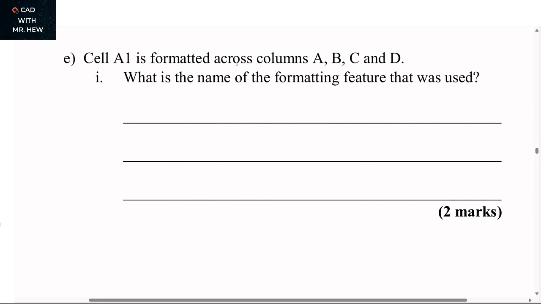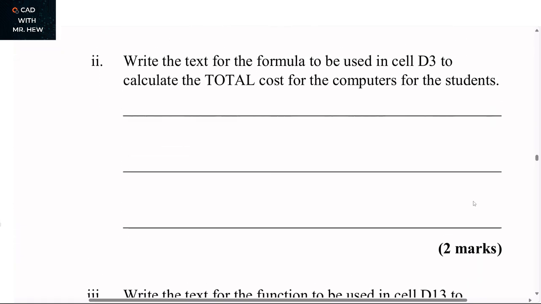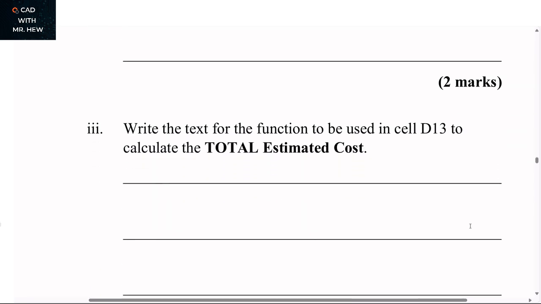Cell A1 is formatted across columns A, B, C, and D. What is the name of the formatting feature that was used? And this is worth 2 marks. Write the text for the formula to be used in cell D3. Calculate the total cost for the computers for the students. This question is worth 2 marks.